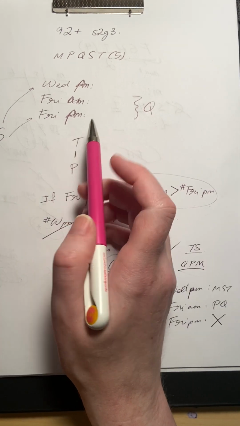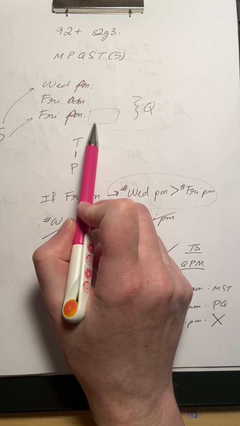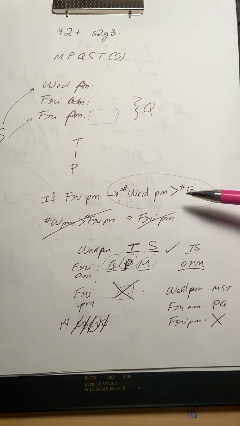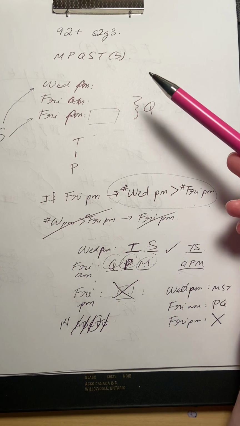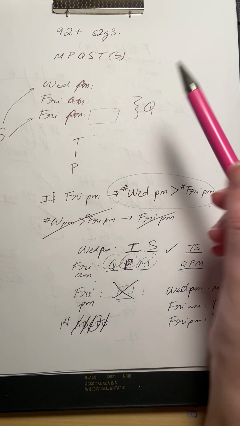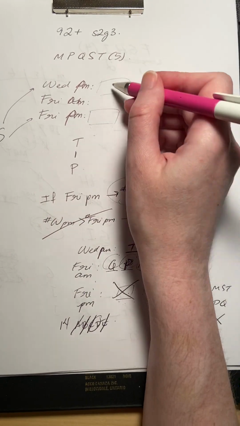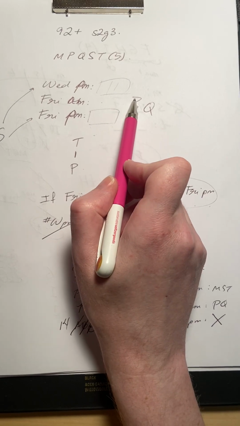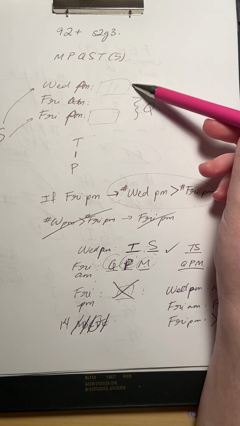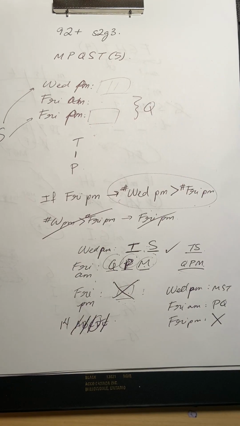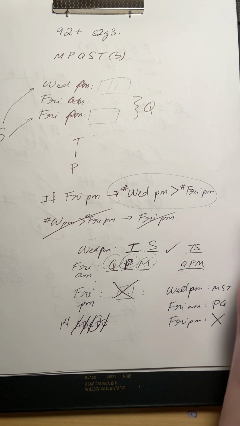The reason that would be a problem is that the only place we can put them together is Friday afternoon, and Friday afternoon has to have fewer than Wednesday afternoon. But if we put them together, we're not going to be able to put more players in Wednesday afternoon because T and P are two of the other players, and T has to be before P. So C, Q, and S can't be together. Okay.